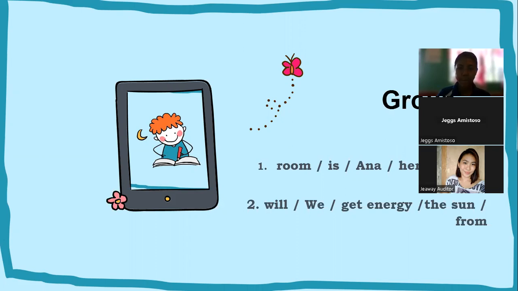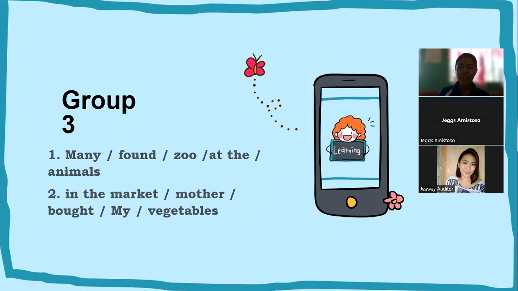Yes, you read the first word and your answer. So the words are room, is, Anna, her, outside. So our answer for number one is Anna is outside her room. Okay, very good. In number two, the words are will, we, get, energy, the sun, from. Our answer is we will get energy from the sun. Very good, group two.